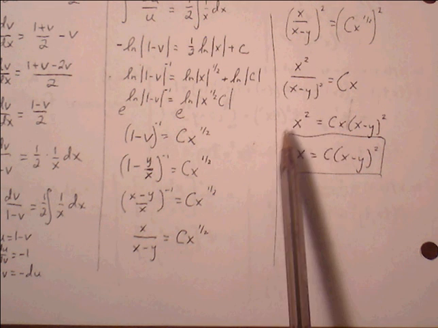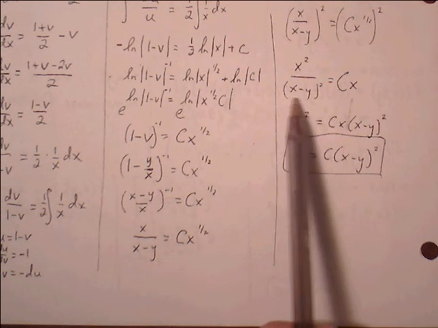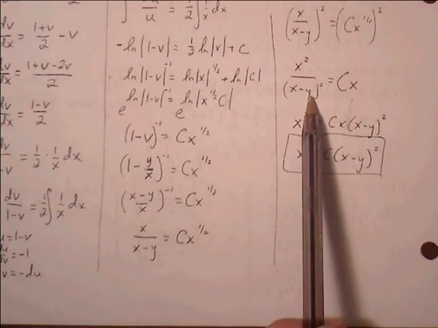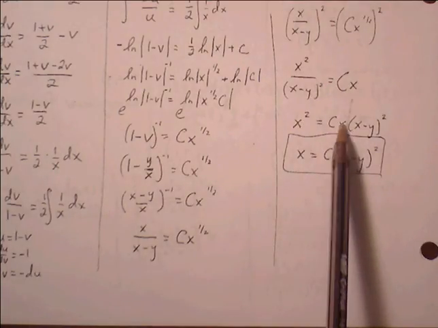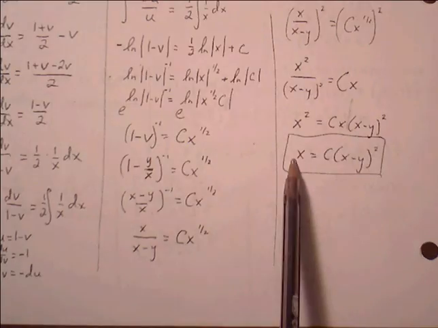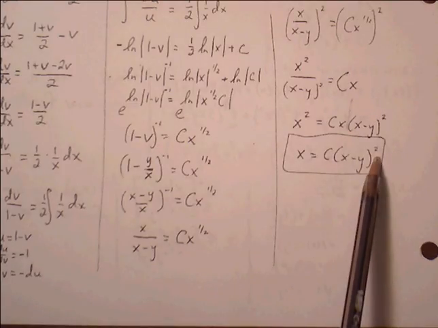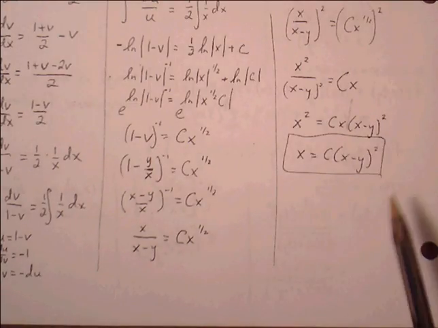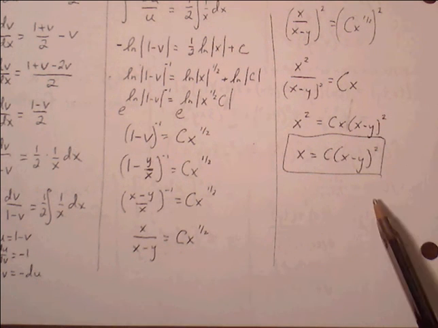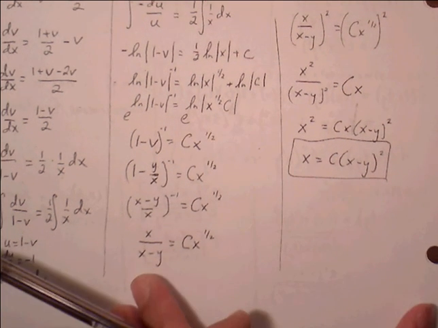And now it's just a matter of trying to clean this up a little bit more. I'm going to multiply x minus y squared to the right side, and then divide the x over to simplify. So I'm left with x is equal to c times the quantity x minus y squared. So now we've solved this homogeneous differential equation.